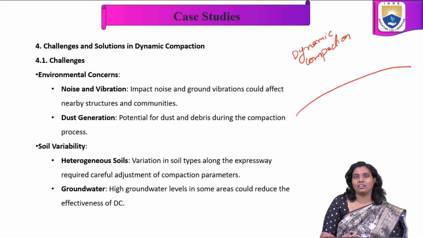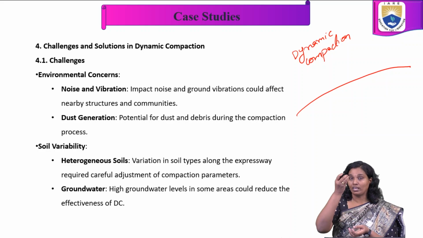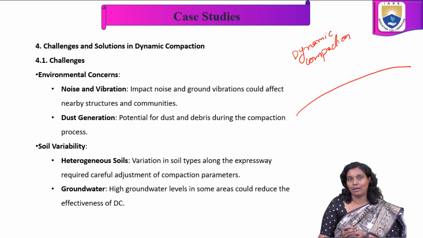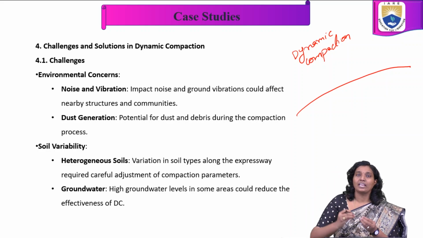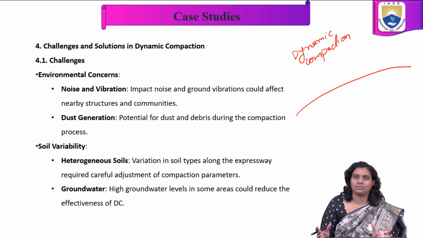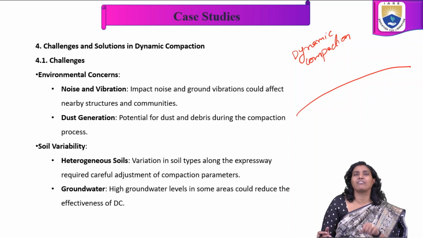And one more thing: we know this soil is very silty, very fine. So once we do this dynamic compaction and drop the heavy weight from a certain height, it gives so much dust because of the fineness of the soil. So these are the environmental concerns we face in using dynamic compaction.